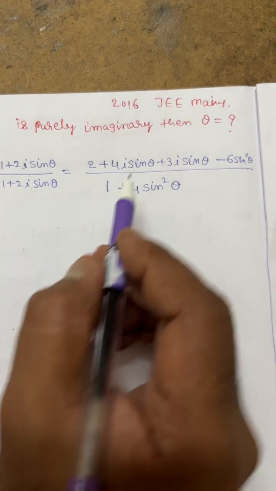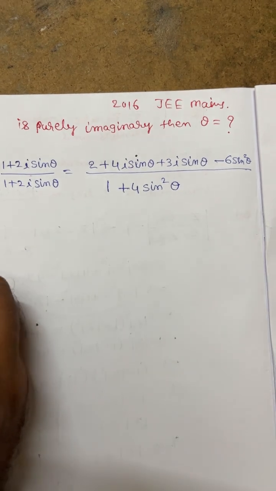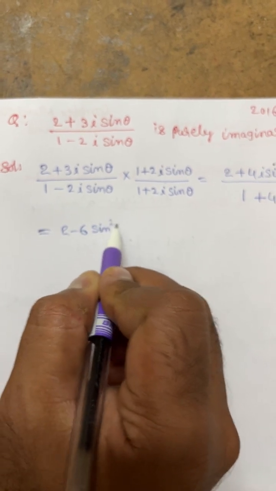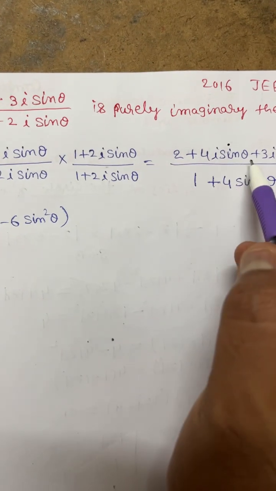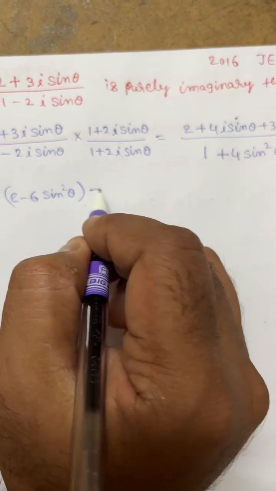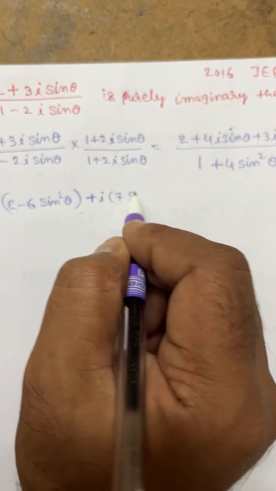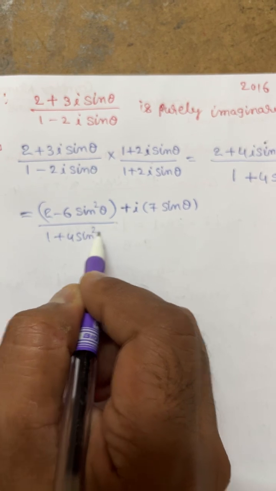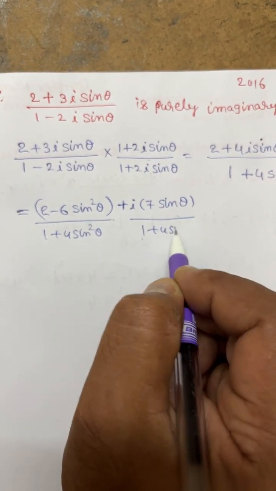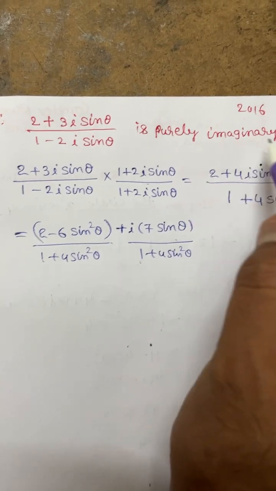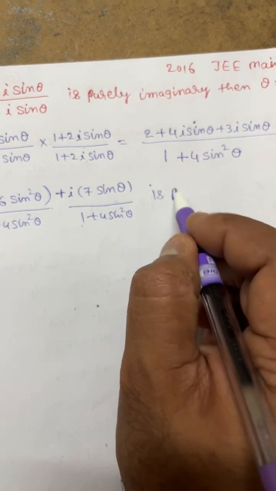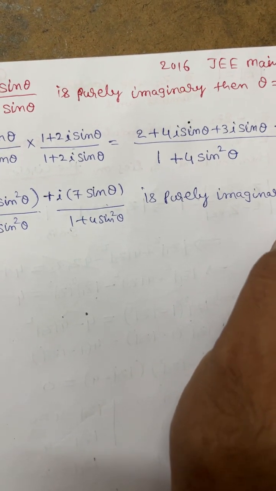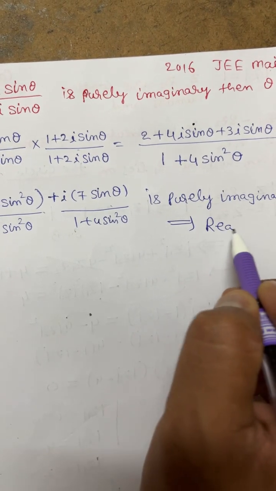So from these, we can write it as (2 minus 6 sine square theta) is the real part, and 4i sine theta plus 3i sine theta is equal to 7i sine theta. That means the expression is (2 minus 6 sine square theta) divided by (1 plus 4 sine square theta), plus i into 7 sine theta divided by (1 plus 4 sine square theta). This complex number is purely imaginary, they are saying. Whenever it is purely imaginary, the real part has to be 0.